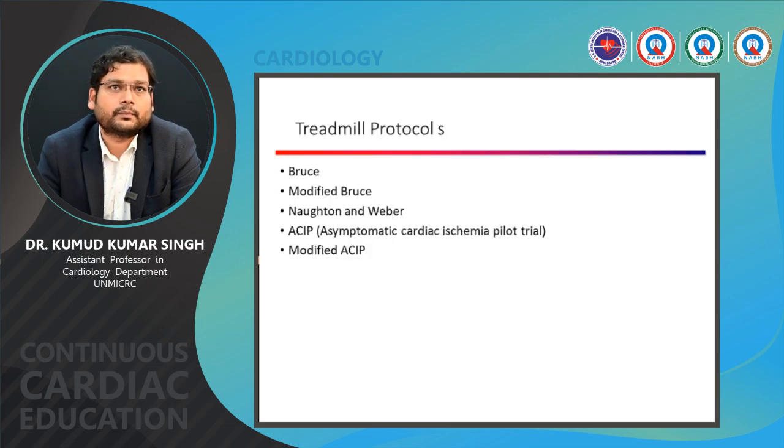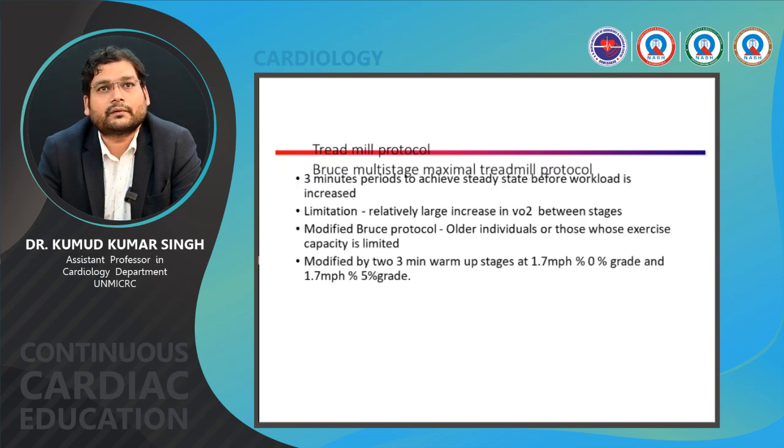So coming to treadmill protocols, we have the Bruce protocol, modified Bruce, Naughton and Weber, ACIP and modified ACIP. The most commonly used protocols are Bruce and modified Bruce. Every 3 minute period is used to achieve a steady state before the workload is increased. Limitation we have, yes, a relatively large increase in VO2 between stages.